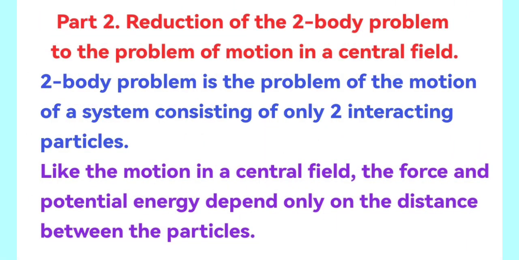Part 2. Reduction of the two-body problem to the problem of motion in a central field. Two-body problem is the problem of the motion of a system consisting of only two interacting particles. Like in the problem of motion in a central field, in the two-body problem the force and potential energy of particles depend only on one parameter, the distance between the particles. So two-body problem is reduced to the problem of motion in central field.